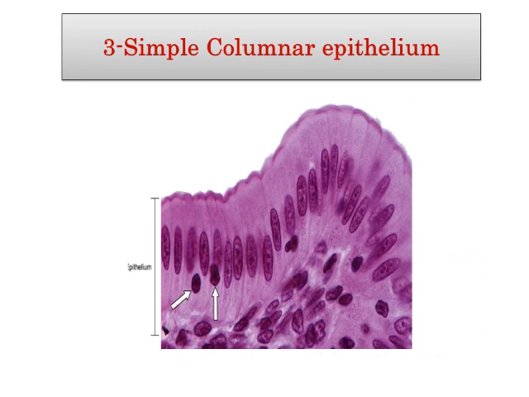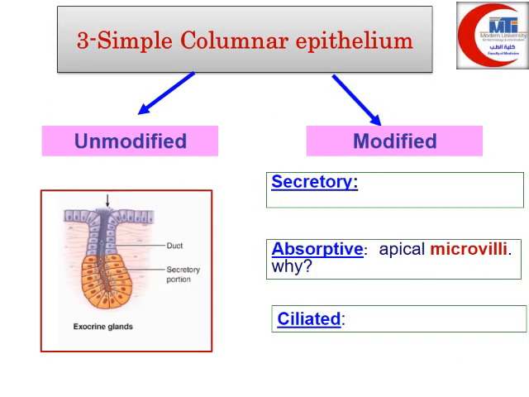The third type of simple epithelium is the simple columnar epithelium, formed of one layer of columnar cells with basal nuclei. It is further subdivided into unspecialized or unmodified type, just simple columnar cells. This type is present in the lining of the ducts of salivary glands, or it may be modified or specialized. For example, it may be modified for secretion, so we call it simple columnar secretory epithelium, like that of the lining of the stomach, or it may be modified or specialized in absorption.